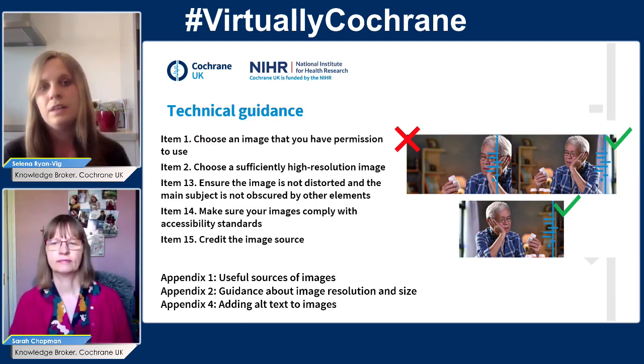We'd also like to flag that the guidance includes advice on technical aspects of using images. Again, we're not going to go through these in this talk, but we'd just like to really highlight that they're there. So this includes advice on ensuring that you have the correct permissions to use an image, that it's of sufficient resolution and not fuzzy or distorted, that you add an appropriate text description of images for visually impaired people, and that you credit the image where that's appropriate or necessary. Appendix 1 also has lots of good examples of sources of images, many of which are free and some of which are healthcare specific. For example, the American Academy of Pediatrics has a really good library of realistic vaccination photos.